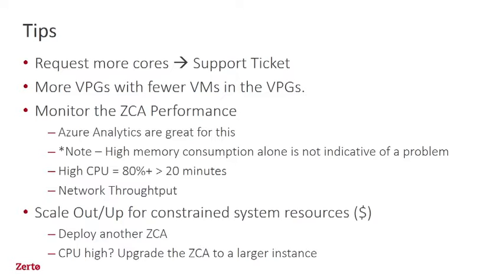So there's this whole iteration that you want to go through when you're in deployment and monitoring it. You're going, if I bump this up a little bit, it cuts the recovery times because it's a bigger machine. It can do it faster. You can scale out and up for constrained system resources. You can deploy another ZCA. There's really no problem with that. You can upgrade the ZCA to a larger instance, like Shannon had said.